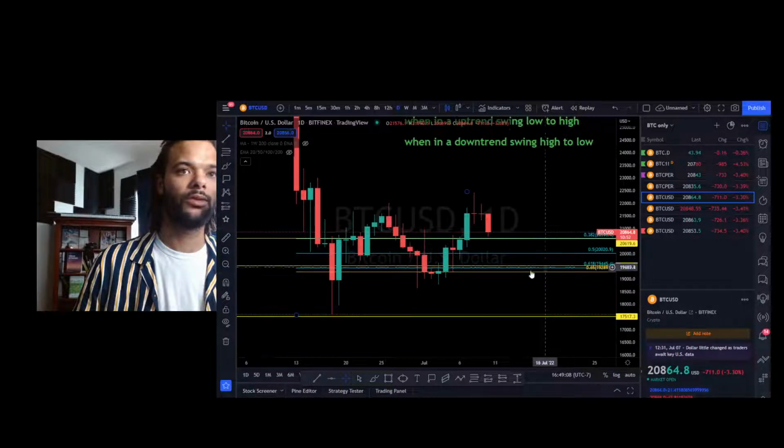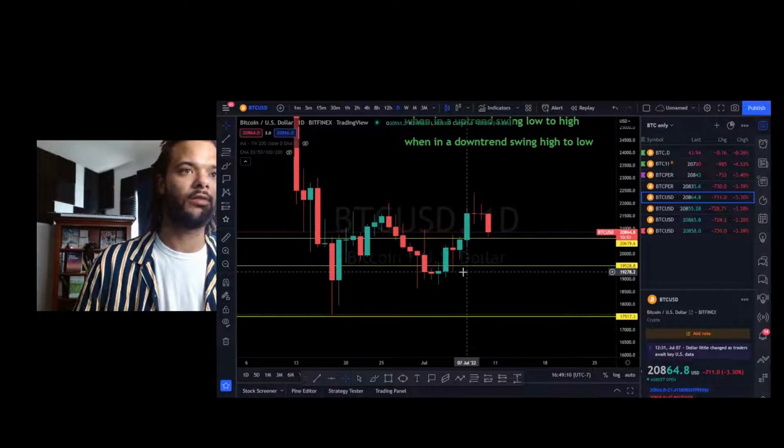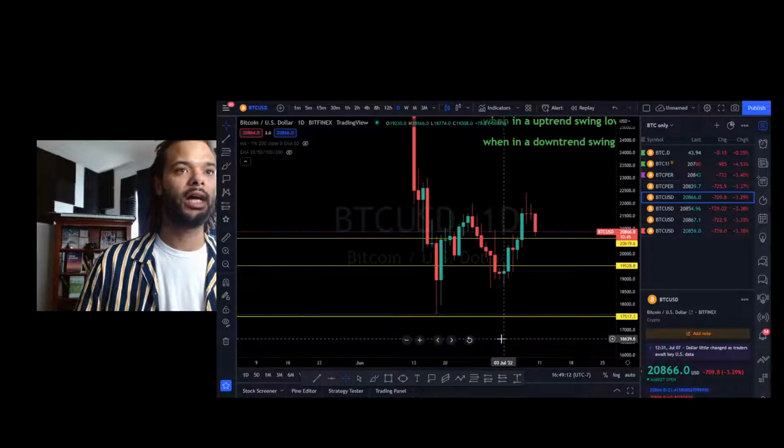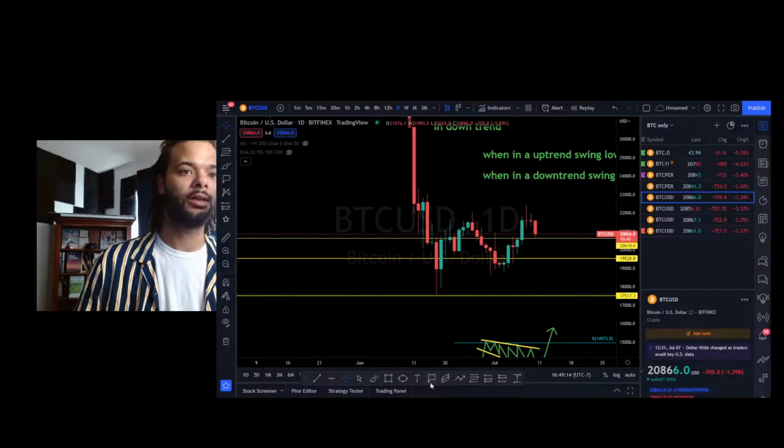So I just drew a few horizontal lines and I turned off my fib here. And so now I'm just watching price. I already know that we're trying to reestablish an uptrend. We've already made a higher high here and a higher low here. We want to see another higher high here.